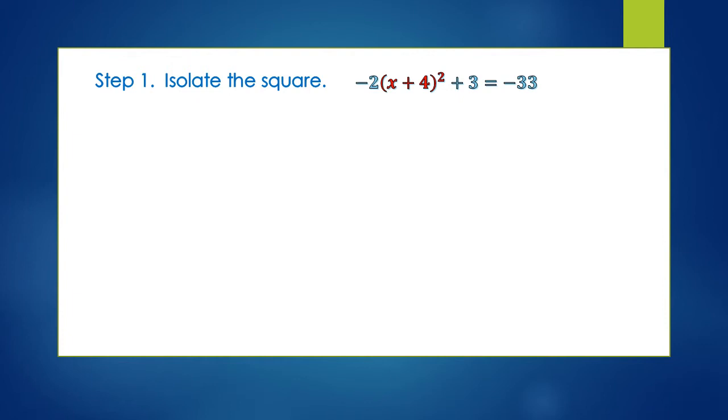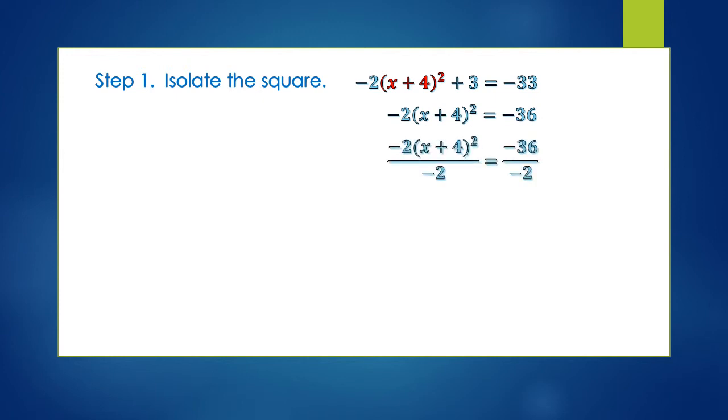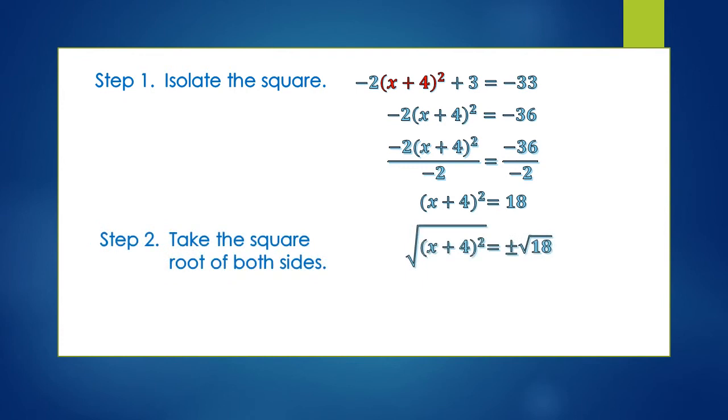Another example. Start by subtracting 3 from both sides. Avoid the temptation of distributing. Instead, you should divide both sides by 2. Divide both sides by negative 2. And the squared part should now be alone. Take the square root of both sides. You'll notice the plus or minus sign is needed on this step.